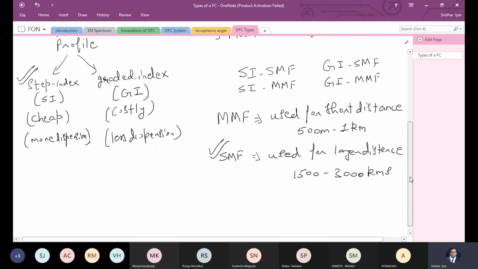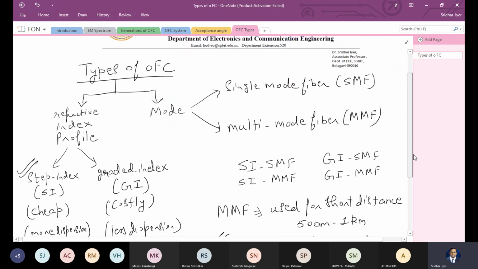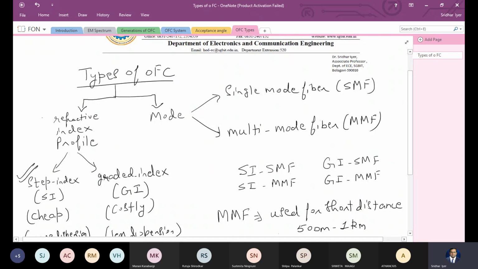Okay. So let's look at the types of these fibers, and we will concentrate first on the refractive index profile type, and then we'll move on to the type based on mode. Before moving to the type based on modes, we will have to first see what is this idea of a mode and what exactly is the definition of the mode. So that we'll do later. Let's first look at the refractive index profile. So what do you mean by this refractive index profile?